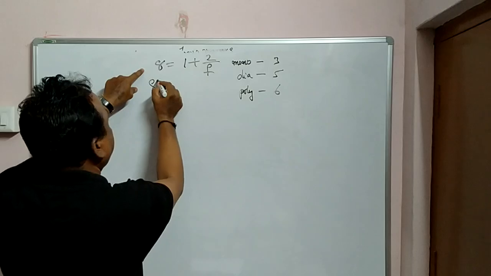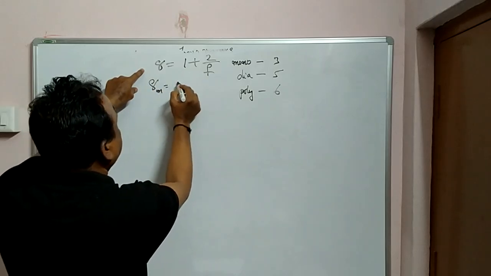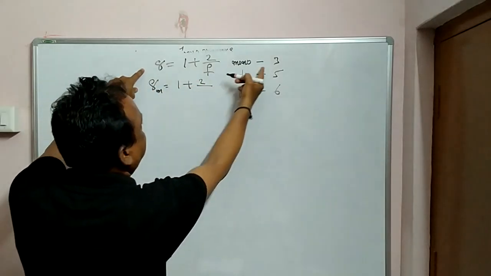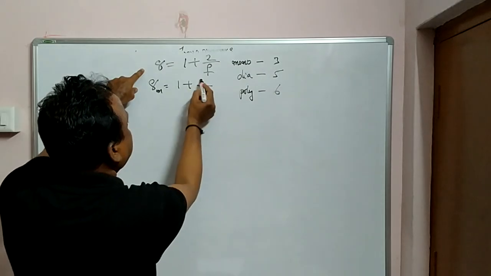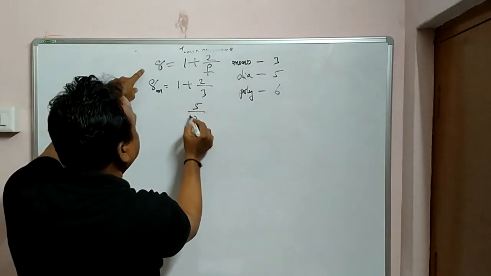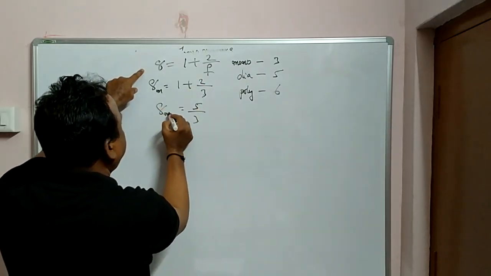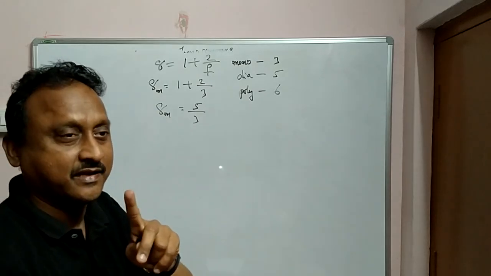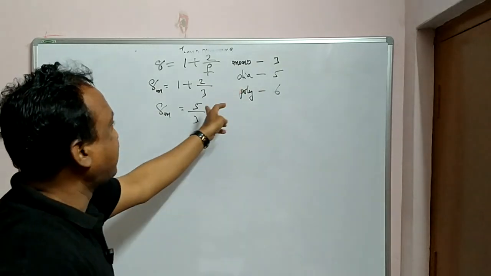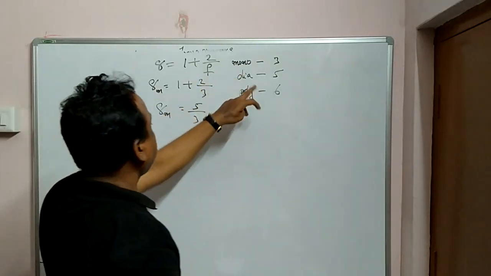So gamma for mono is 1 plus 2 by, what is the value of F? 3. 3 ones are 3 plus 2, 5 by 3. So this is the gamma value for monoatomic gas, normal condition. Vibration, high vibration appudu 2 add cheyali, appudu 5 F place lo 5 pettali.